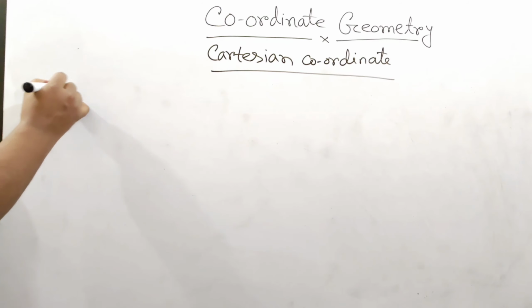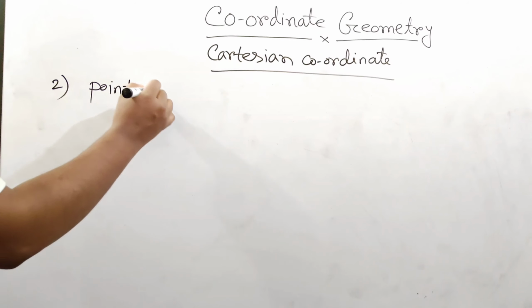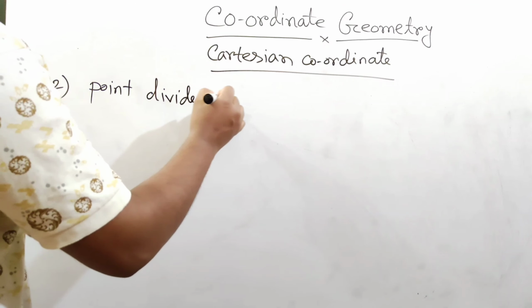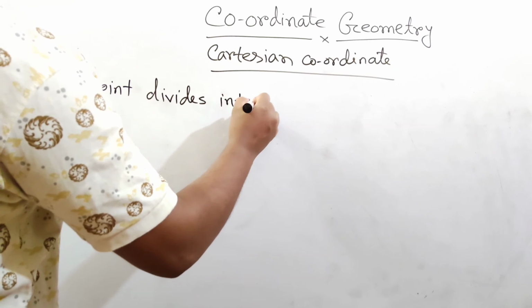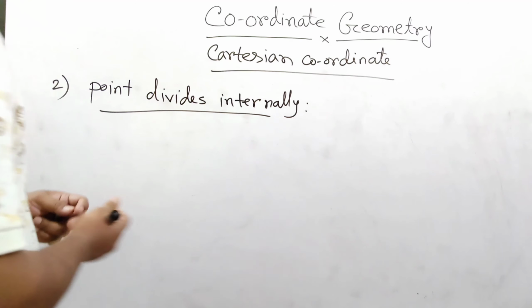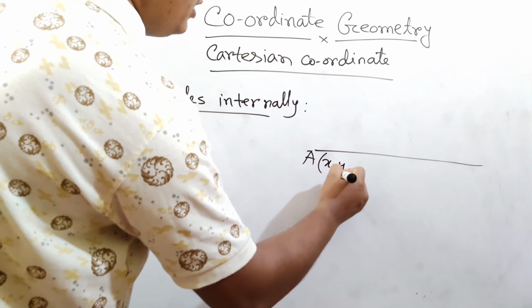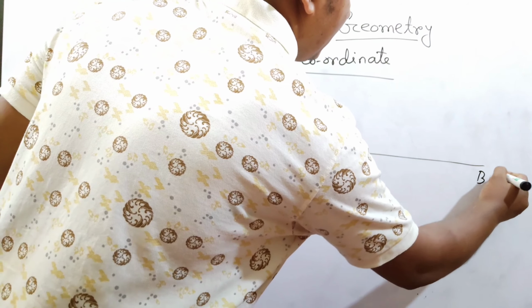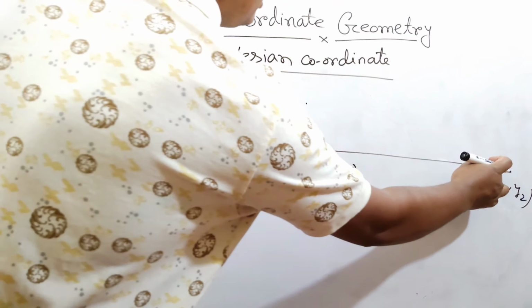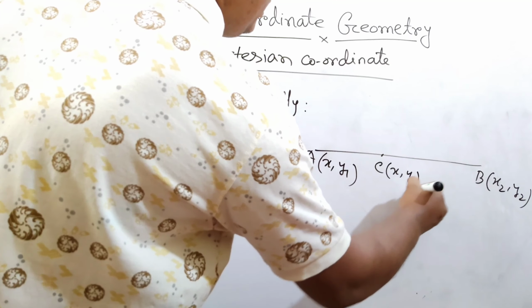Okay, in number 2, we will learn a point that divides a line segment internally. Then what will be the coordinates? Suppose A and B is a line segment, where A is x1 and y1, and B is the point x2 and y2. So suppose in between the line a point is called C, whose coordinate is x and y.